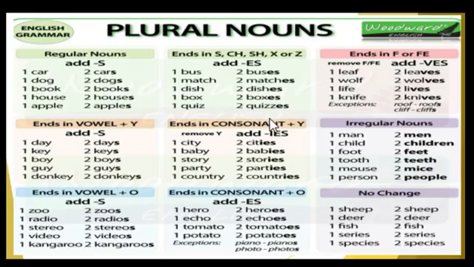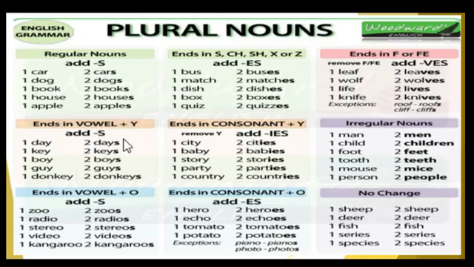And how about a noun that ends in F or FE? Just remove F or FE and then add VES. Example, leaf, leaves, wolf, wolves, life, lives, knife, knives. But we have our exceptions. Roof, just remains roofs. Cliff, cliffs.